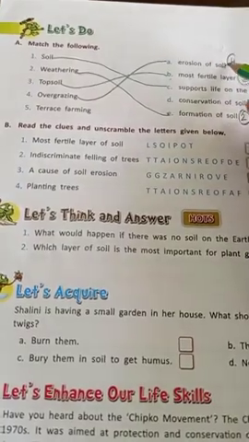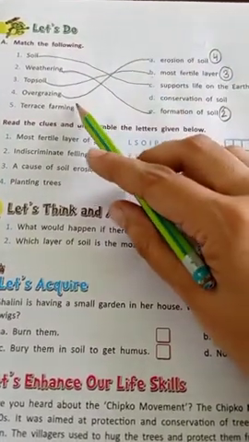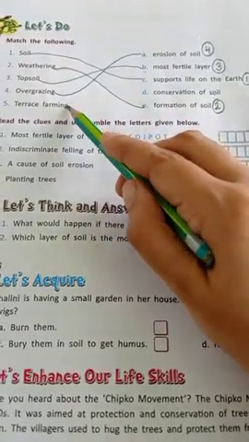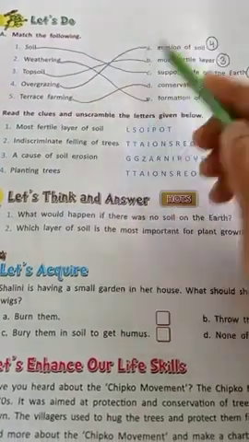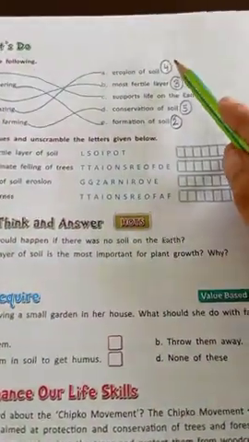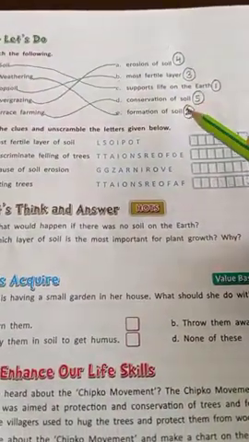Write number 4 here. Next is terrace farming. Terrace farming, conservation of soil. Terrace farming helps us in what? To conserve the soil. So write number 5 here. The answers are 4, 3, 1, 5 and 2.